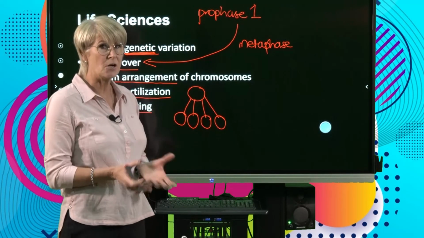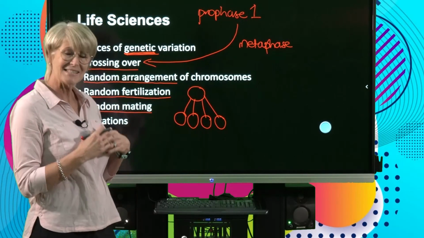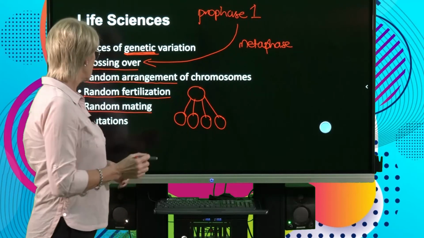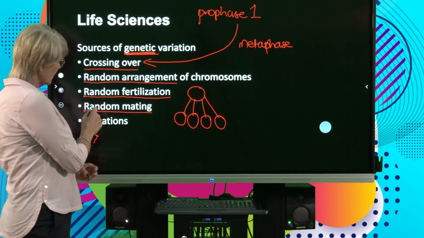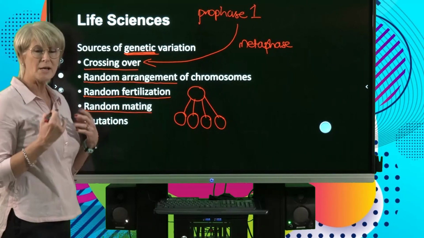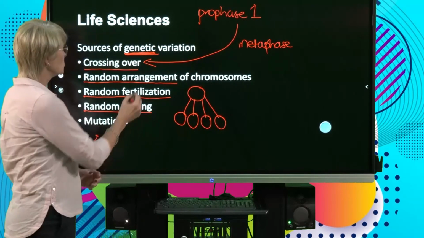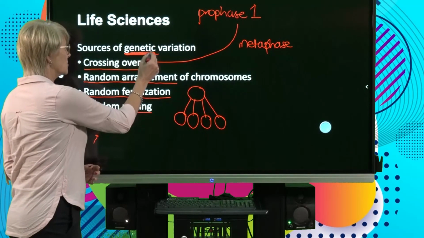Most organisms don't. And even if we have a look in the plant world, mating is random. So there isn't always the same mate. The mating partner is not always the same. And because it's random, this also introduces genetic variation.